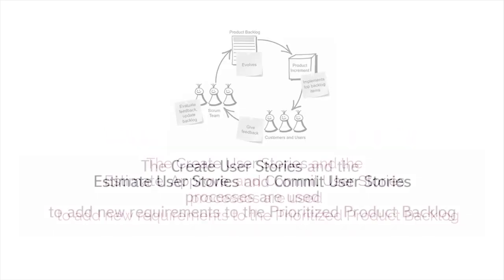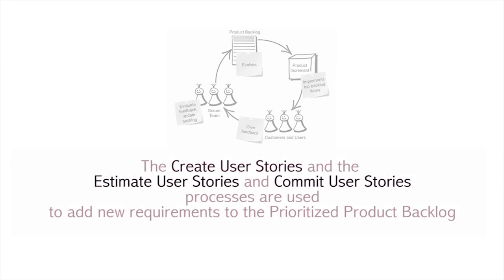The create user stories and the estimate user stories and commit user stories processes are used to add new requirements to the prioritized product backlog. Next, the product owner pitches in. So let's look at what that role entails.